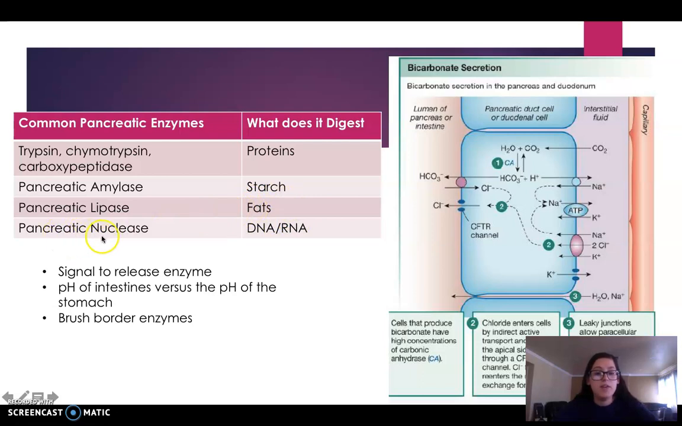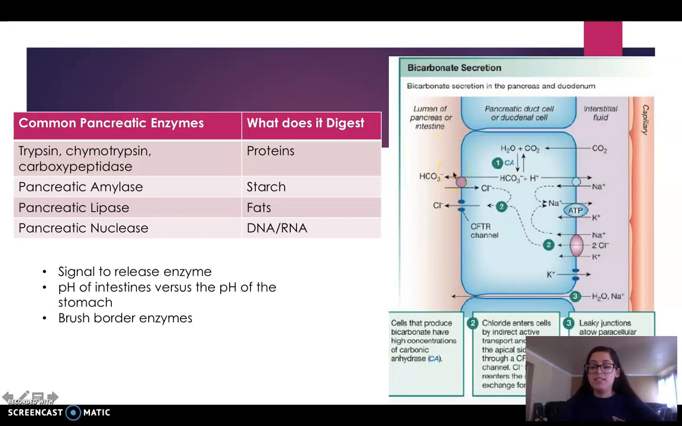And we also have our pancreatic nuclease, which can digest our DNA and our RNA, and although that is not as common, it is there in order to digest all the major macromolecules that we may consume. So we have here a signal to release enzymes, which basically is saying that our zymogens, something needs to change it, something needs to activate it. And our signal to release these enzymes I will actually discuss in the next slide. We have our pH of intestines versus the pH of the stomach, and that is important in considering our role of bicarbonate.